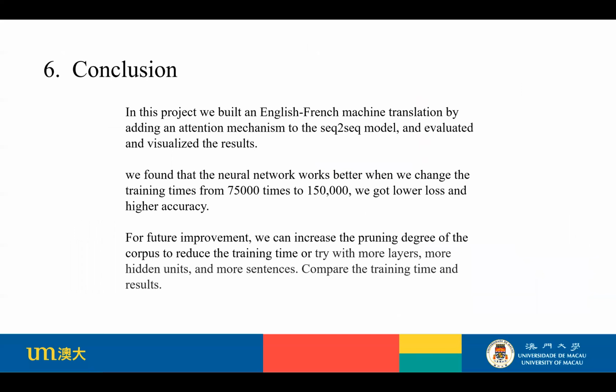Conclusion part. In this project, we built an English to French machine translation by adding an attention mechanism to the sequence-to-sequence model, and evaluated and visualized the results. We found that the neural network works better when we change the training times from 75,000 to 150,000. We got lower loss and higher accuracy.